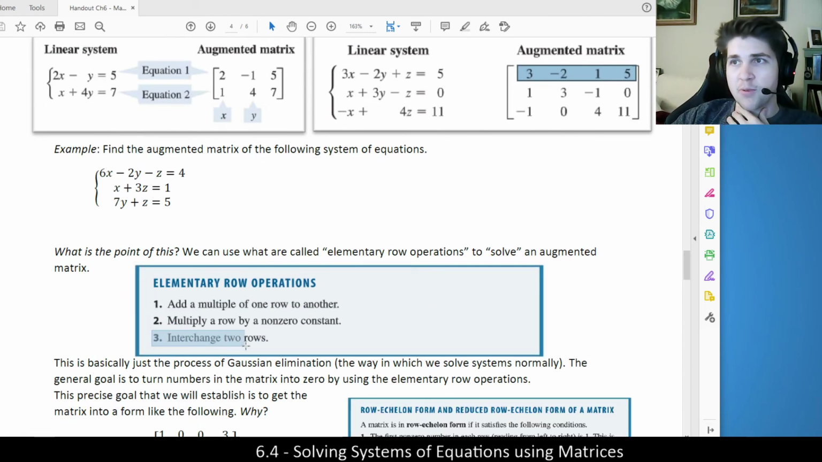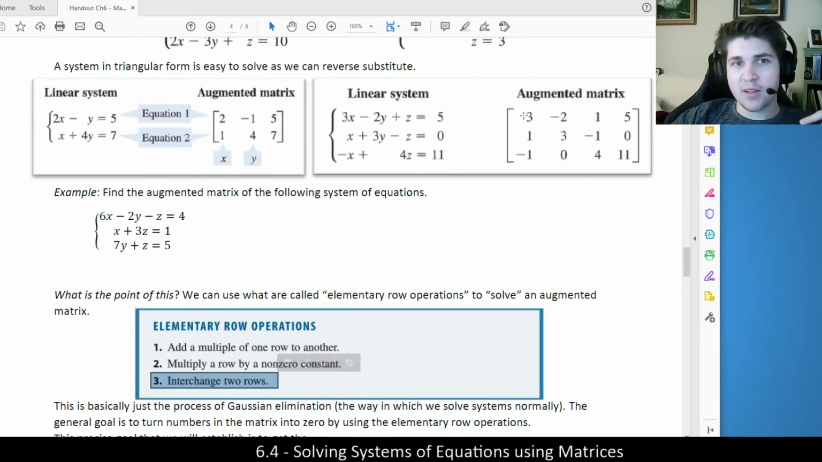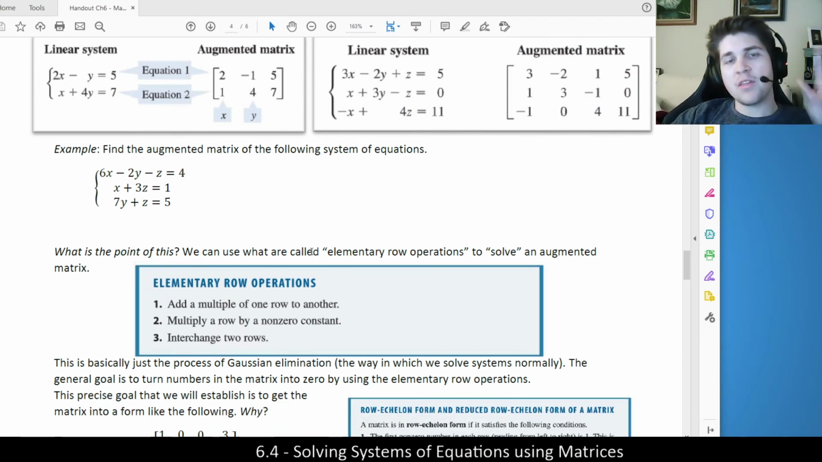And the third elementary row operation is you're always allowed to interchange 2 rows. So like if I want to switch this equation with this equation and switch them from row 1 to row 2, I'm allowed to do that. It's just like in this system of equations, the order that they're in doesn't matter, right? Equation 1, 2, 3 was all arbitrary. I could switch where they're at. It doesn't really matter.